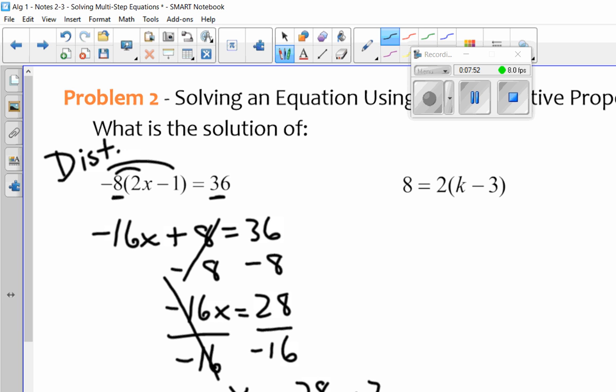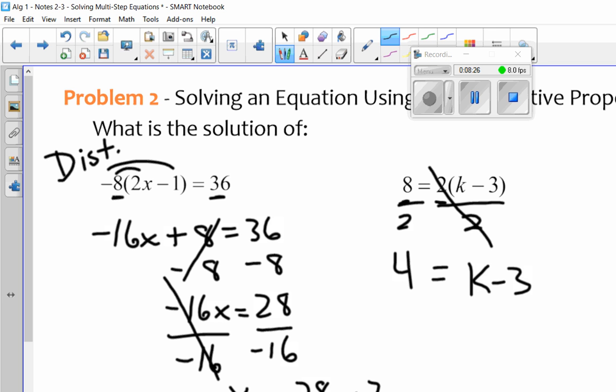Okay. Now on this one, I got a number outside the parentheses, and so I ask myself, I could divide this by 2, but does 2 go into 8 evenly? And if I know my times tables, it does. So I'm going to go ahead and do that because it goes in evenly, and it might make my problem a little bit easier. These 2's cancel each other out, so you're left with k minus 3. And then over here, 8 divided by 2 gives me 4.